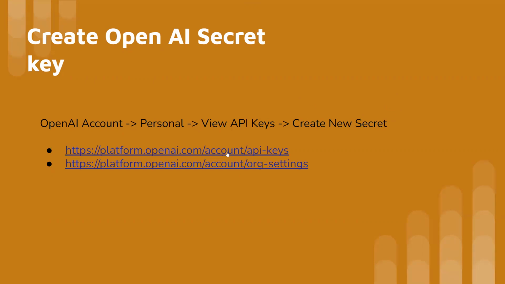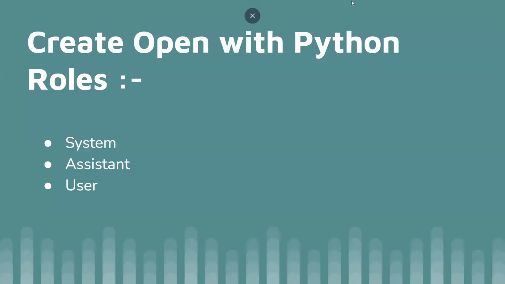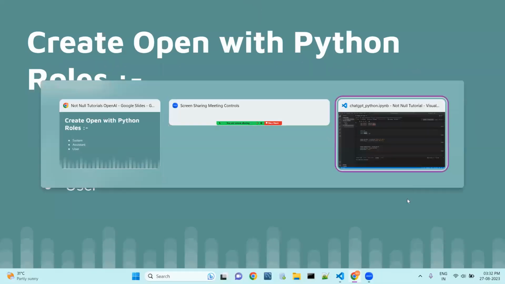I've also provided two links in the description, so you can go through them. The first one is for creating the new secret, and the second one is for getting the organization ID, which we'll use in the Python OpenAI library while initializing the OpenAI instance. Okay, coming to the next part, let's have a demo here.